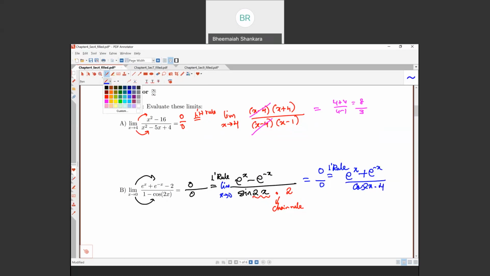Now plug in the limit. You have e to the 0 plus e to the negative 0, which you can still read as 1 over e to the 0, so it's e to the 0. In the denominator you have cosine 0 times 4. Whenever you see the term e to the 0 or e to the negative 0, you can write these as 1. Cosine 0 is 1. So it's 2 divided by 4, or 1 half. So at this step, we had a limit x approaching 0 and we evaluated the limit.